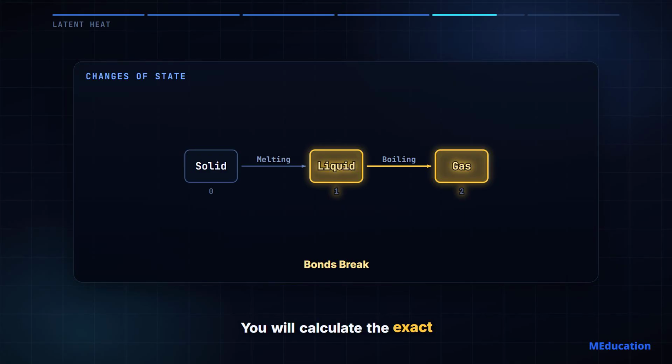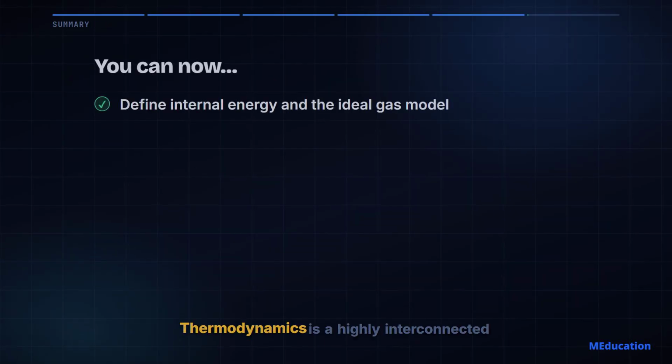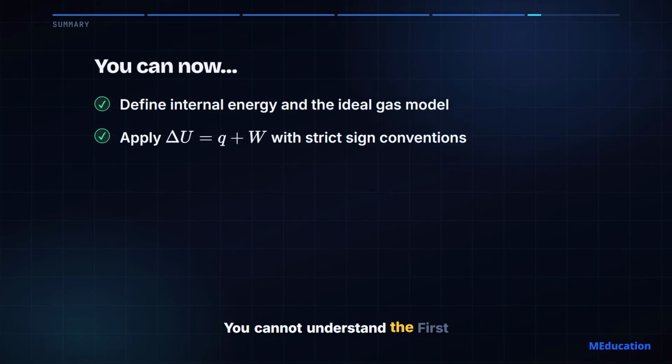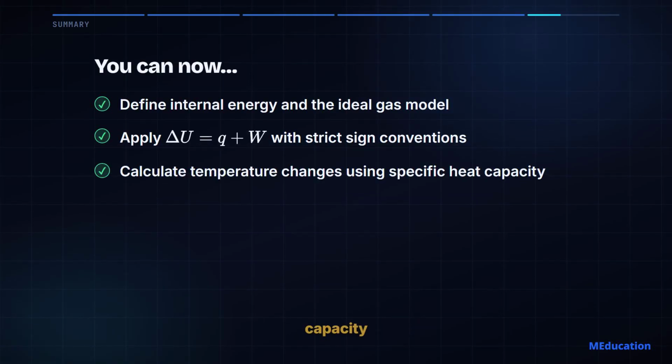You will calculate the exact energy required to completely change the state of a specific mass and explain these phase changes strictly in terms of molecular potential energy. Thermodynamics is a highly interconnected unit. You cannot understand the first law without understanding internal energy, and you cannot apply it to real materials without heat capacity.